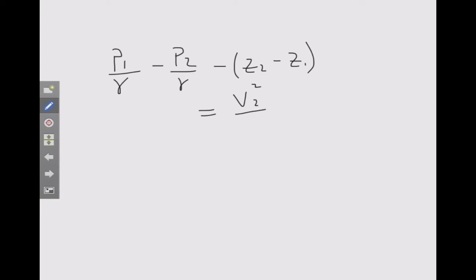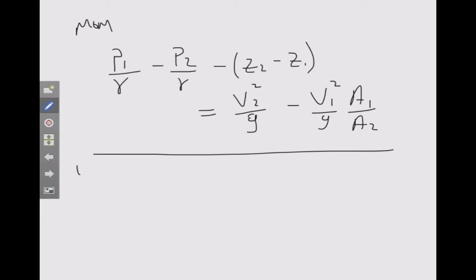So we end up with this equation here: P1 over gamma minus P2 over gamma minus, this was the momentum equation that we wrote down before, and that's going to equal V2 squared over G, not 2G, just G, minus V1 squared over G, times A1 over A2. This is the one that I squeezed at the bottom of the page a couple of times ago. But we also have this equation here from the energy equation. So this was momentum, just call that mom, and this is energy.